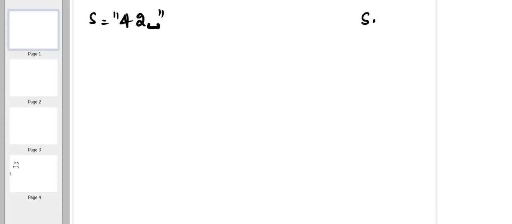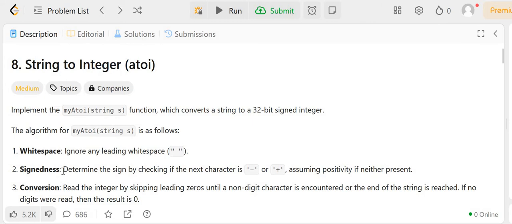For that we can use the trim function. Trim is basically a function in Java which removes the white spaces. So this is your first condition, which is satisfied. Now let's see the second condition. The second condition is signedness: determine the sign by checking if the next character is minus or plus, assuming positivity if neither is present. So we have to determine the sign, whether it is a negative sign or a positive sign.